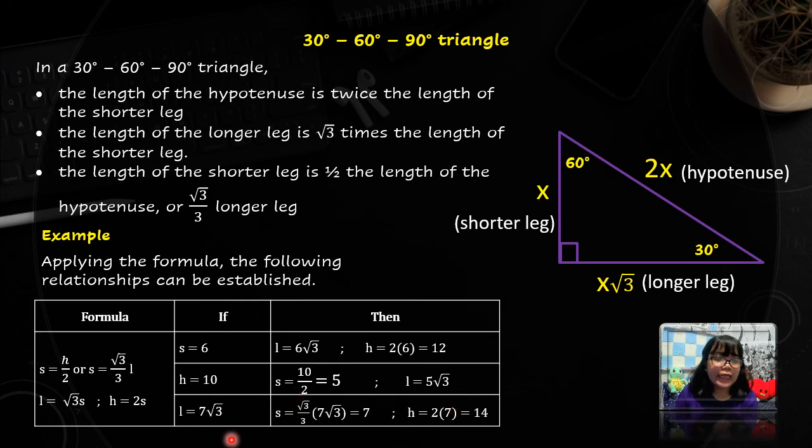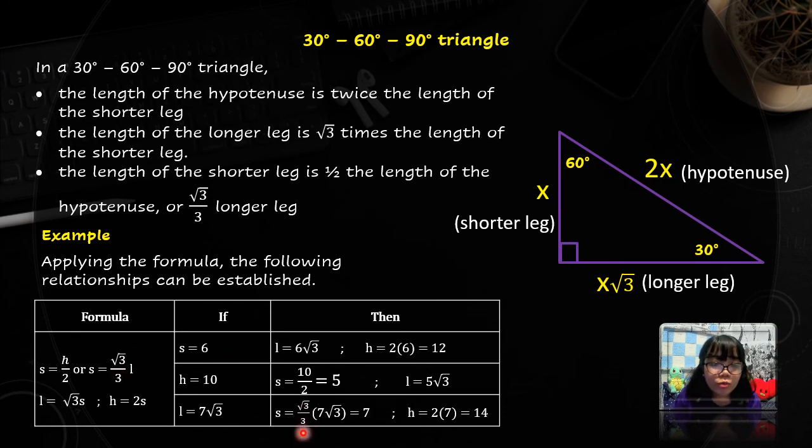Okay? And then last one, if longer leg is equal to 7 times square root of 3. So, longer leg to hypotenuse, we don't have the direct relationship. But longer leg to shorter leg, we have. So, if we want to solve for the shorter leg, given the longer leg, that is square root of 3 times or divided by 3. So, we need to multiply this 7 times square root of 3 by square root of 3 divided by 3.